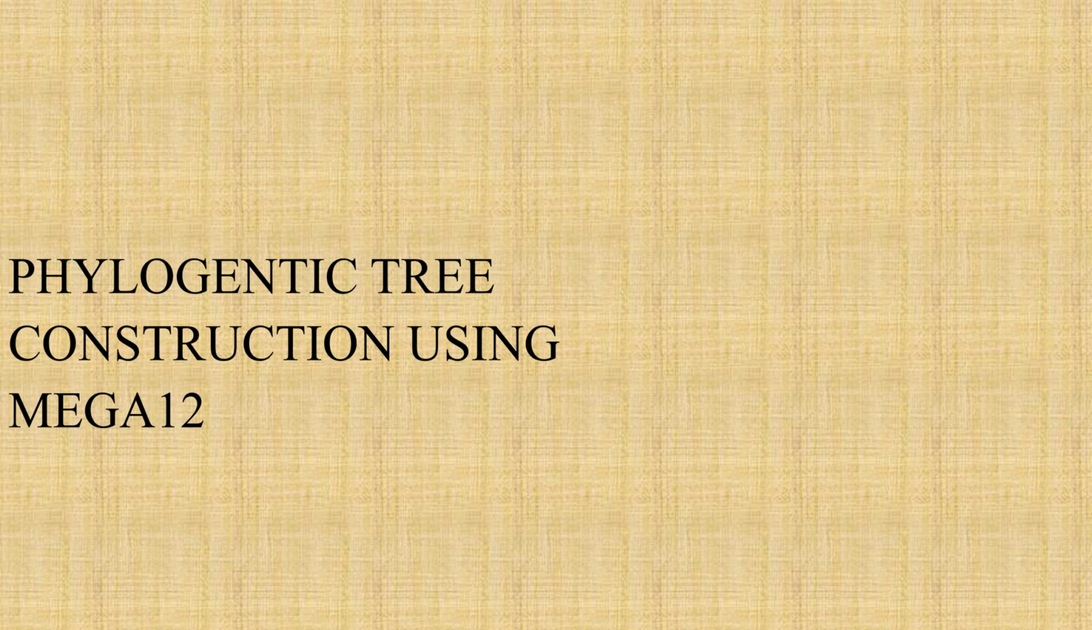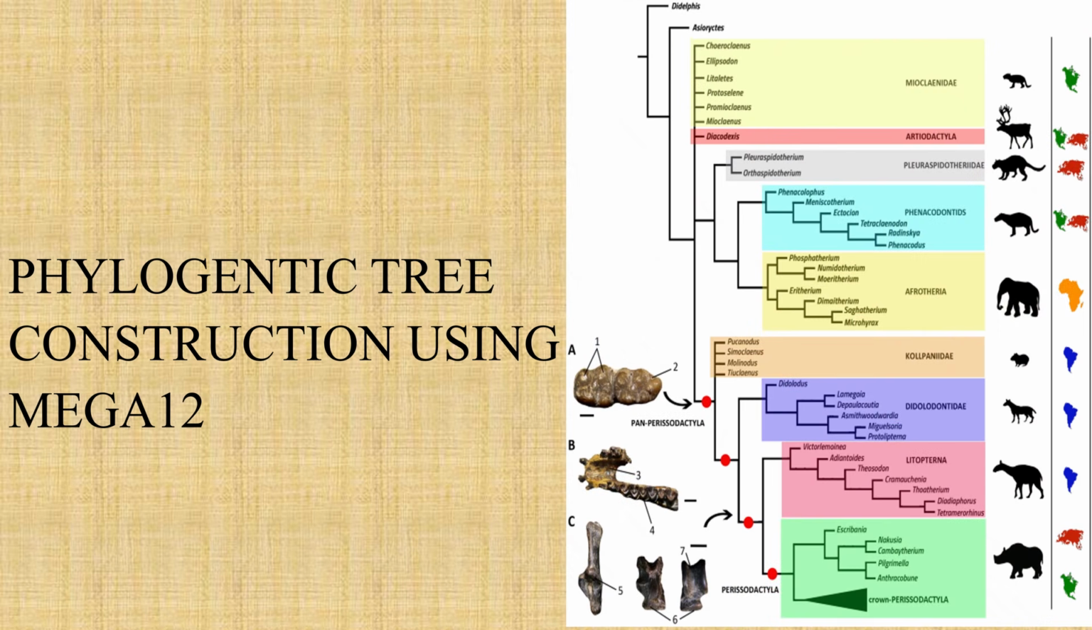Do you ever wonder how scientists determine how closely related two species are, or track how a virus evolves over time? The answer lies in phylogenetic analysis, and in this video, we'll briefly explain what a phylogenetic tree is and then construct one step by step using MEGA12.